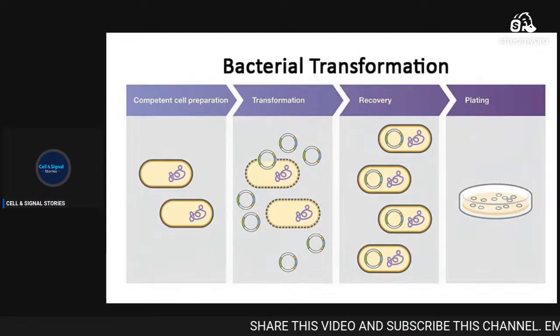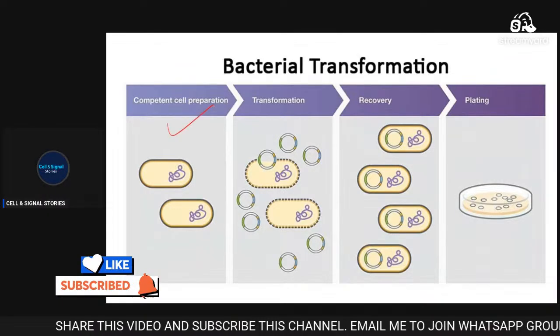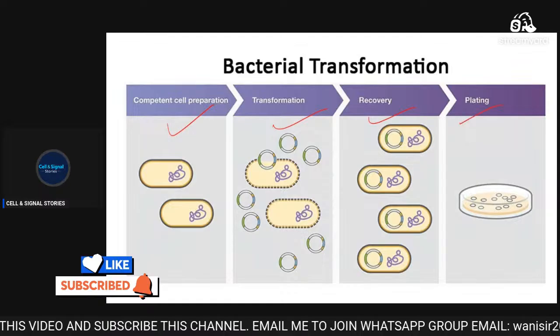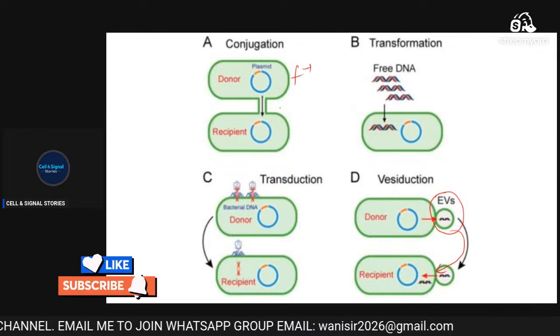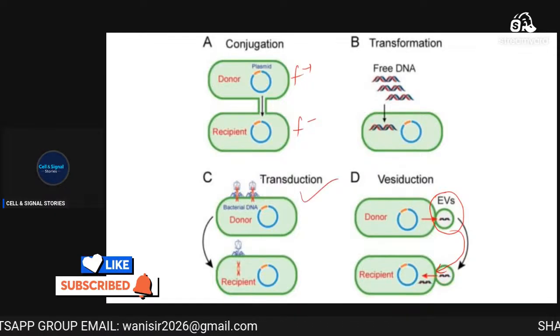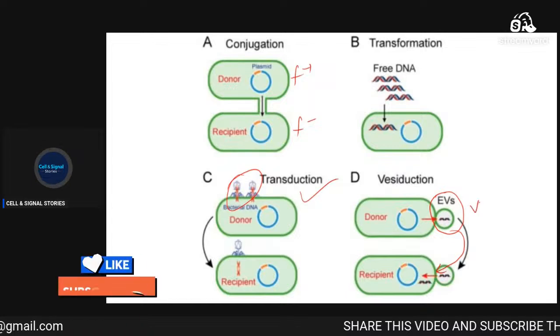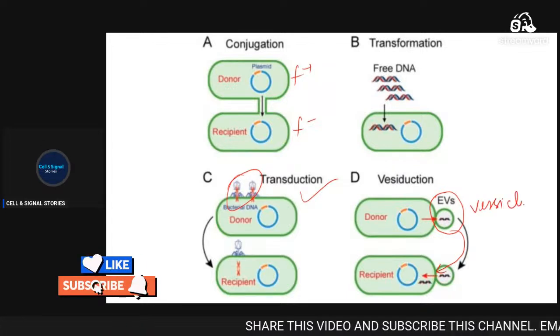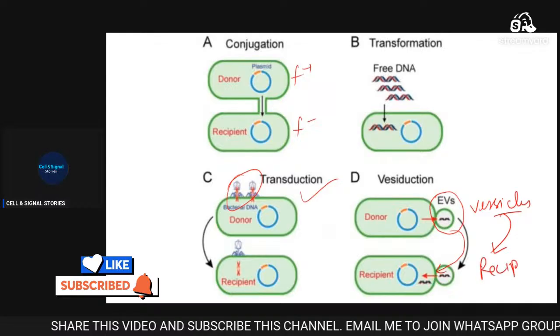Now another topic, this is the bacterial transformation process, that is competent cell preparation, transformation, recovery, and plating. Then conjugation, in which the F positive is transferred to F negative, and transduction is the process in which the bacteriophage transfers the DNA to the bacteria, and vesiduction is where vesicles are formed, and these vesicles are transferred to the recipient. So this is all for today.